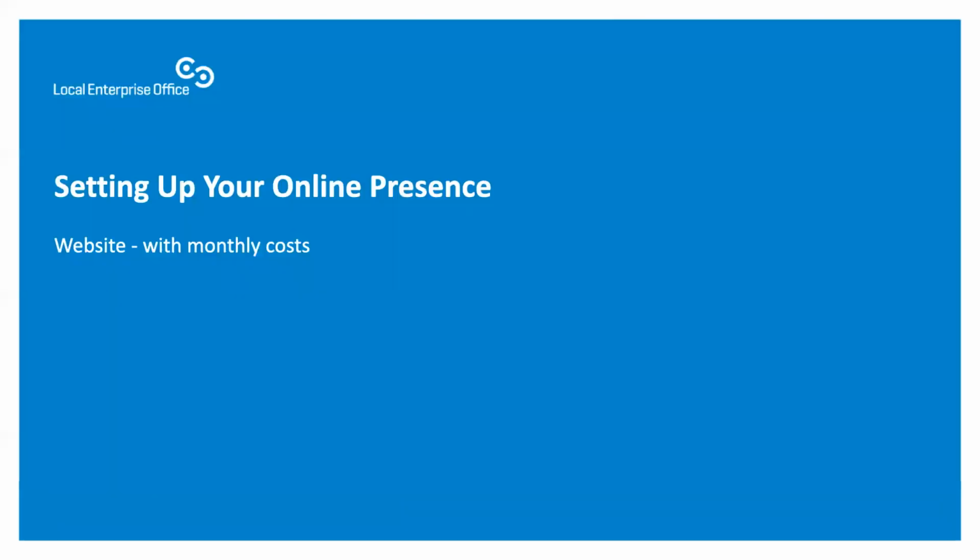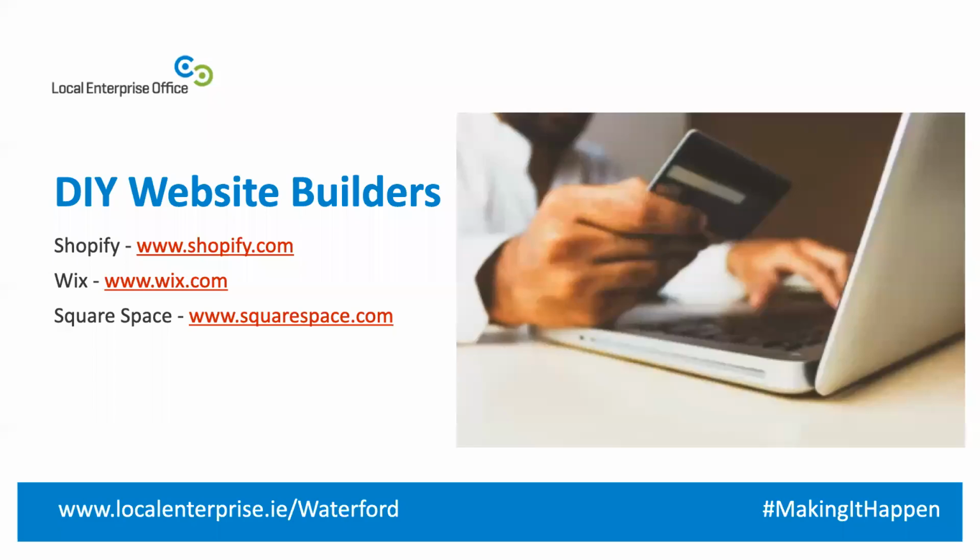But we're going to keep on going now, and we're going to talk about websites that have monthly costs associated with them. But you still build it, it's still a DIY website builder. So you still build the website yourself, right? There are quite a few of them, but I've narrowed it down to the three popular ones that are out there at the moment. You may or may not have heard of these: Shopify, Wix, and Squarespace. And I might even hazard a guess that you have bought something off a website using one of these platforms already.